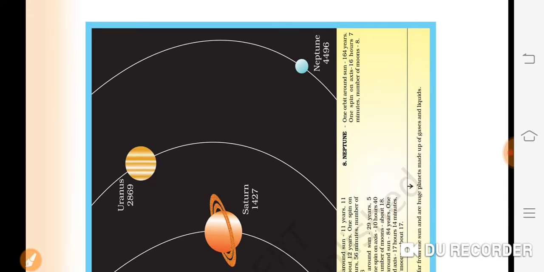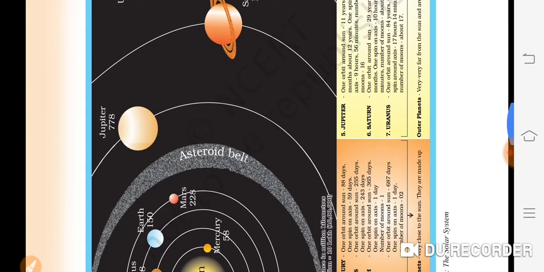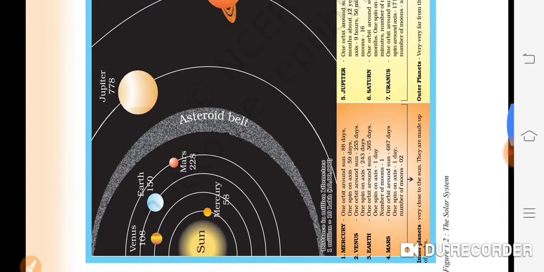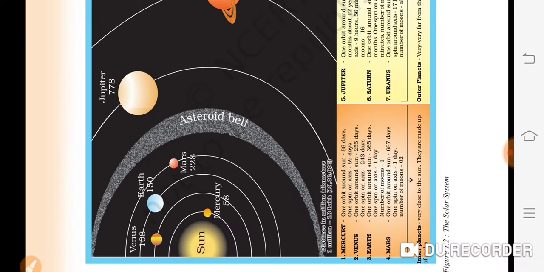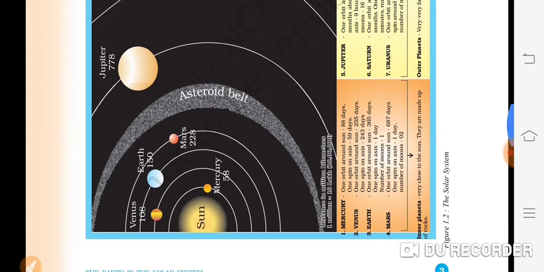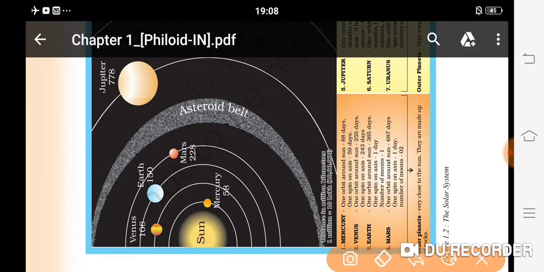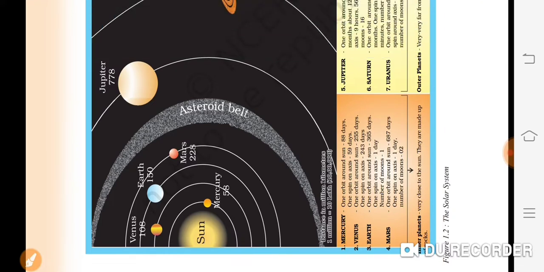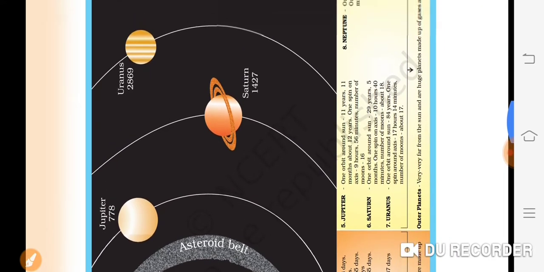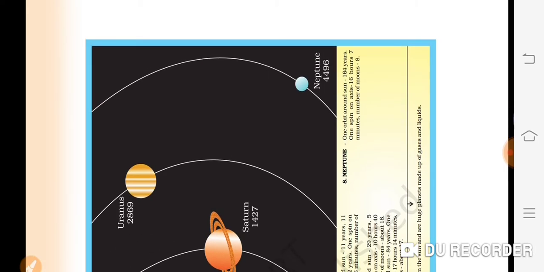See, this is actually your solar system. See it properly. Everything you will find here. There are many questions, more than 20 questions you can get from here. The Sun, then the nearest is what? Mercury, then Venus, then Earth, then Mars. This is the asteroid belt. Many times a question is asked about the asteroid belt. The asteroid belt is between Mars and Jupiter, then Saturn, then Uranus, then Neptune.